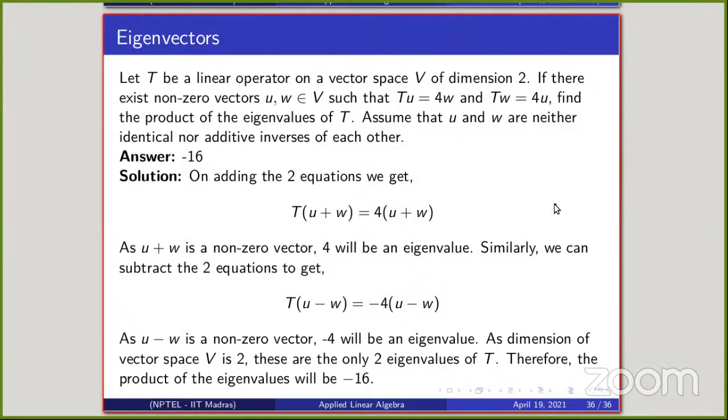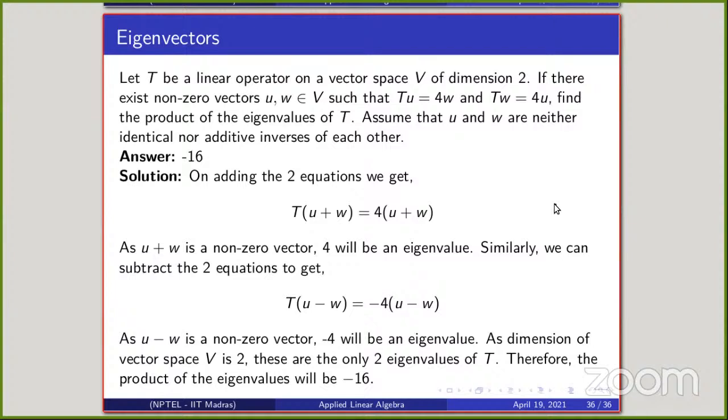So we are given Tu equals 4w and Tw equals 4u. Adding these two equations, we get that T of (u plus w) equals 4 times (u plus w). Since u and w are not additive inverses of each other, u plus w is not 0. It will be a non-zero vector. So 4 is an eigenvalue.